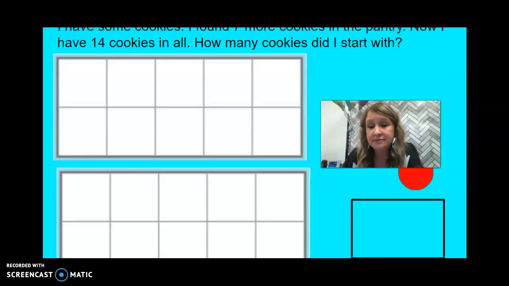Now we have a problem. Actually, I have a problem. I have a big problem. I'm going to need you to help me with this problem. It says I have some cookies. I found 7 more cookies in the pantry. Now I have 14 cookies in all. How many cookies did I start with? The start is unknown, so we're going to need to go back and read this story again to find out what we do know.